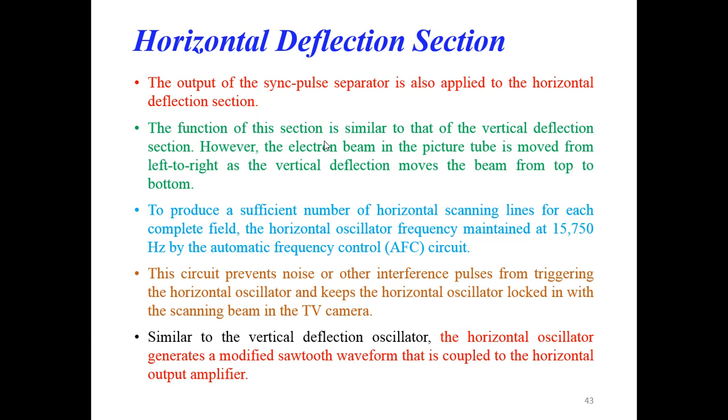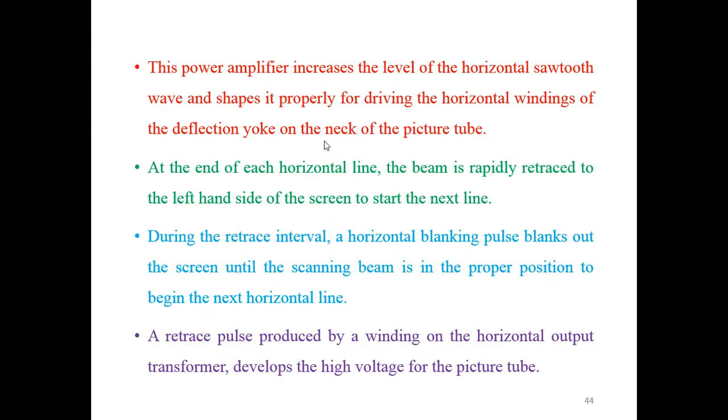Similar to the vertical deflection oscillator, the horizontal oscillator generates a modified sawtooth waveform that is coupled to the horizontal output amplifier. This power amplifier increases the level of the horizontal sawtooth wave and shapes it properly for driving the horizontal windings of the deflection yoke on the neck of the picture tube. During the retrace interval, the horizontal blanking pulse blanks out the screen until the scanning beam is in the proper position to begin the next line. Everything is the same here; the only difference between vertical and horizontal is that one moves from top to bottom, and here it is left to right, nothing else.